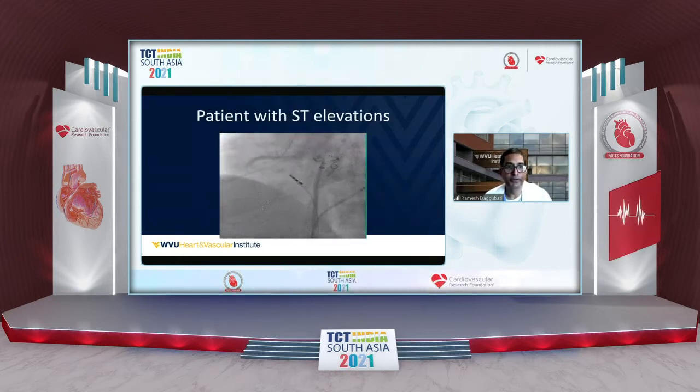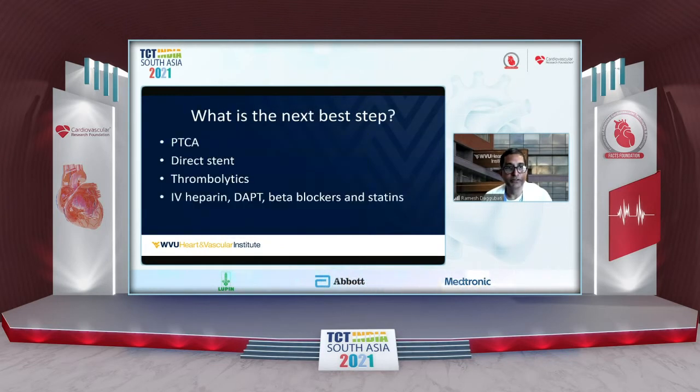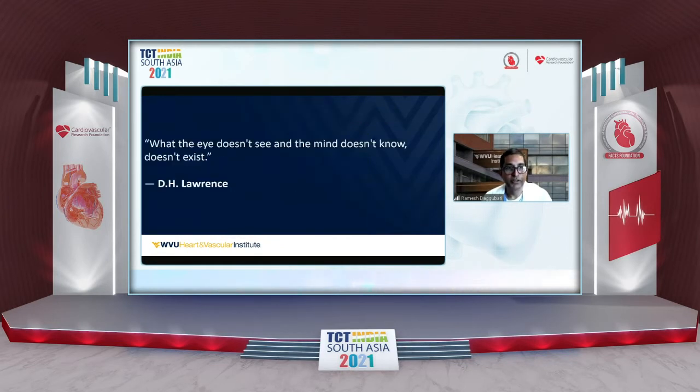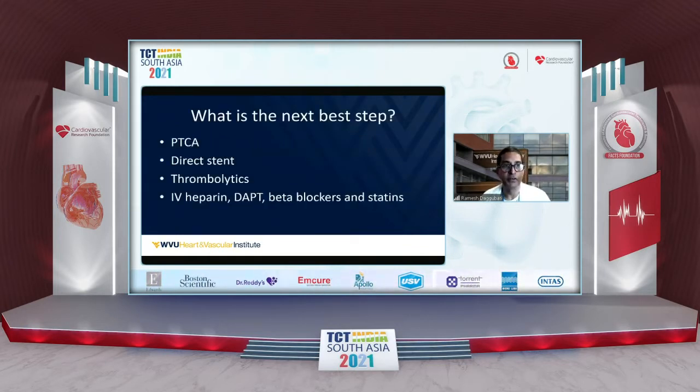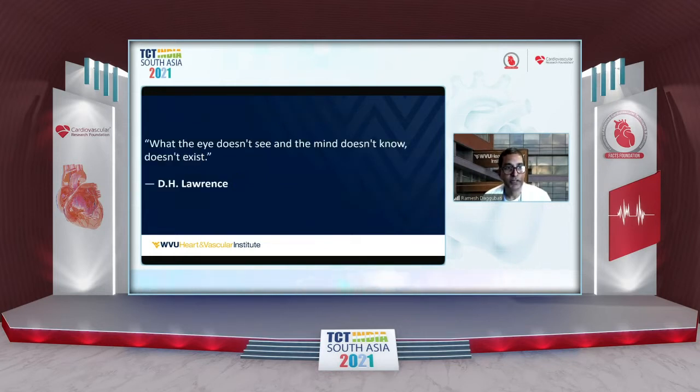This is a patient with ST elevations. I was called to take care of the acute MI in the midst of an EP procedure. You can see all the ablation catheters. And obviously, without imaging, we could have gone and put a stent in, or balloon and thrombolytics, or all the other medical therapies. So what the eye doesn't see and the mind doesn't know, it doesn't exist. I don't think that's really true. So you have to make sure that your eye can see first.